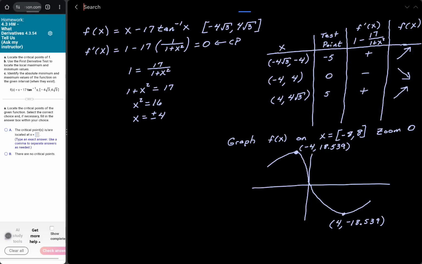Let's take a look at homework problem out of section 4.3, number 54. It gives us an equation like f of x is equal to x minus 17 inverse tangent of x. And it asks us questions based upon the first derivative test for the interval of this function from negative 4 root 3 to 4 root 3.